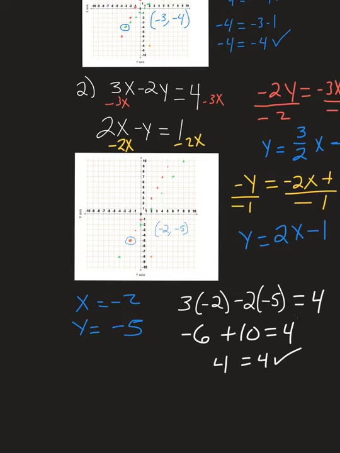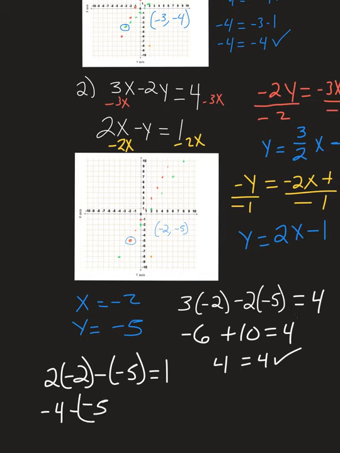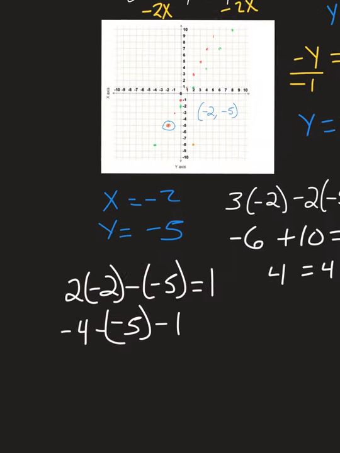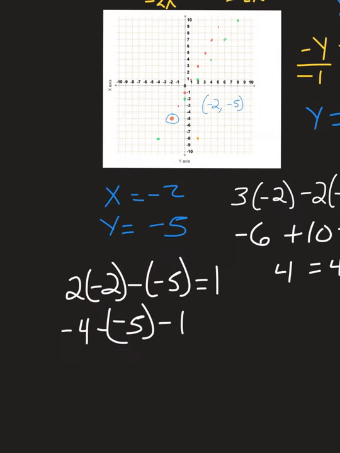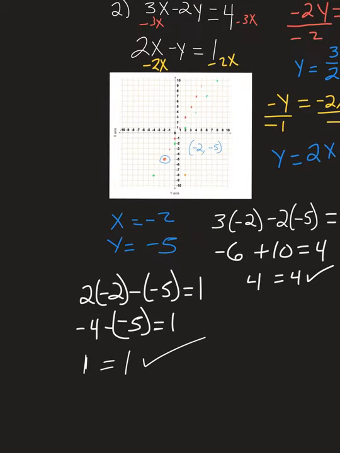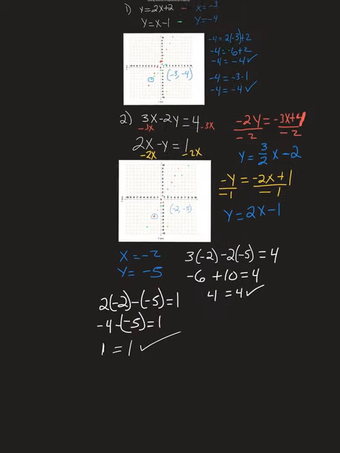And when we do that, we're going to get 2 times negative 2 minus negative 5 is equal to 1. And then 2 times negative 2 is negative 4, minus negative 5, minus 1. And we know that when we subtract a negative, it really becomes a plus. So it's going to be 1 is equal to 1, and it works. So this is what solving systems of equations by graphing looks like.